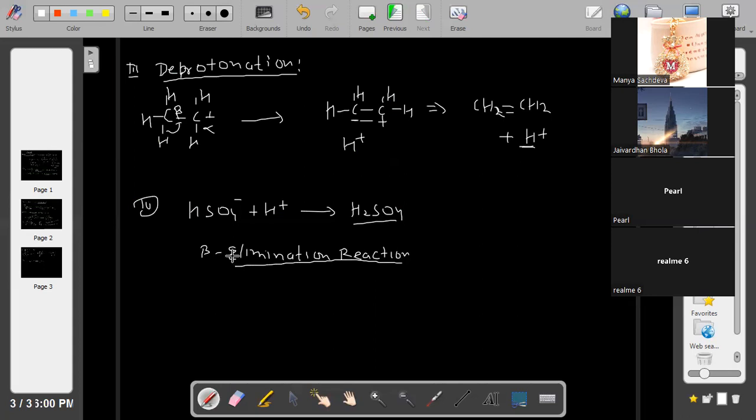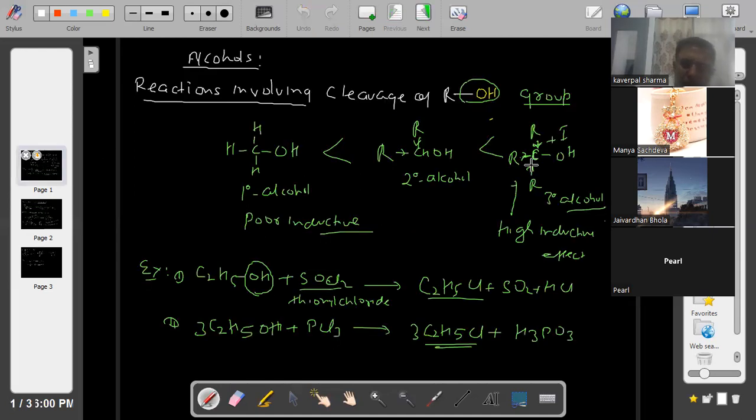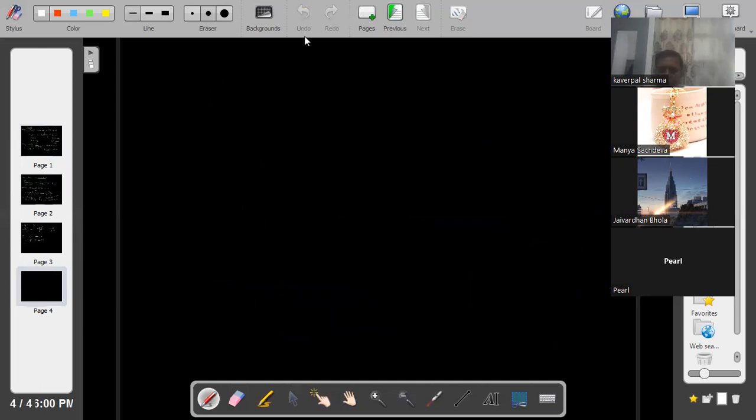Because beta elimination. Okay. Now, how does this happen? How does elimination occur? As I told you, this reaction works for tertiary, secondary, and primary alcohols. Elimination is quite easy in this one. See, we are taking three kinds of alcohols.